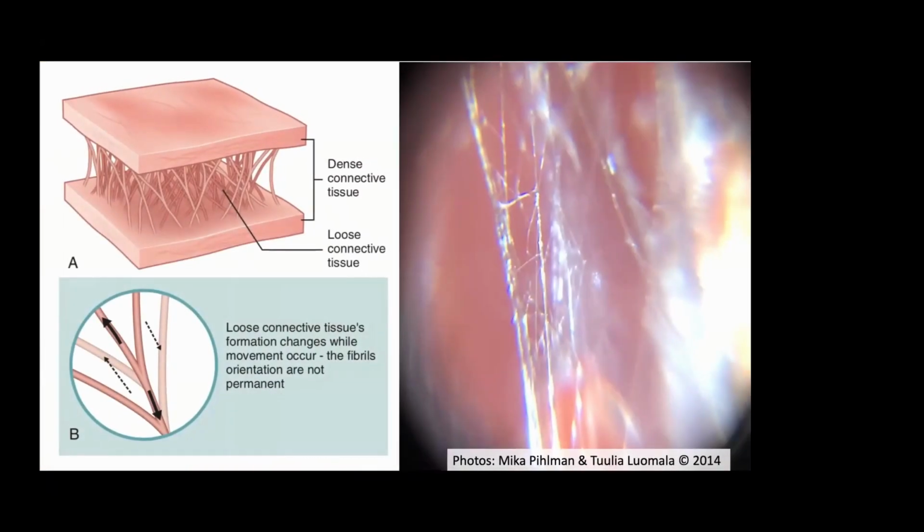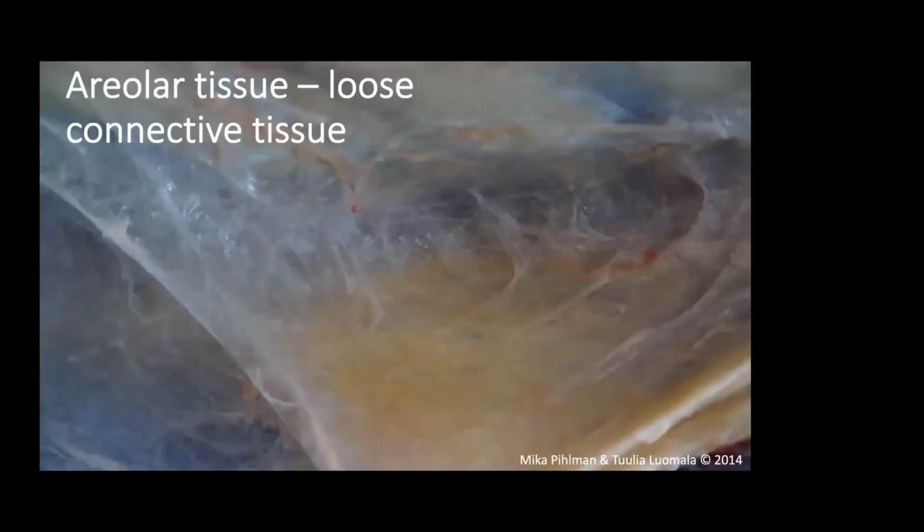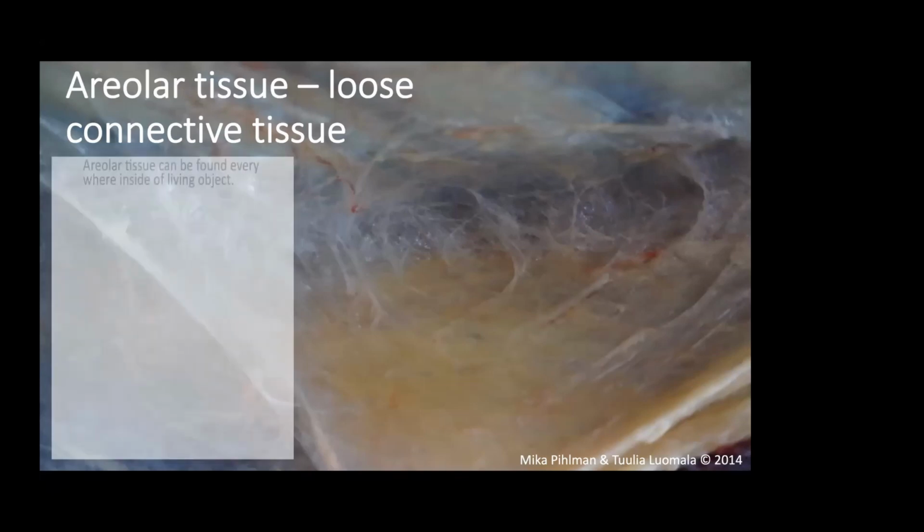And now when we are looking at the loose connective tissue, it's between the dense connective tissue layers. And I think this is really one of my favorite tissues. Here you can see this is from the horse body. And we have been lifting the scapula and we are looking under the scapula. So you can see how it's very liquid and very moist and going in every direction you can imagine.